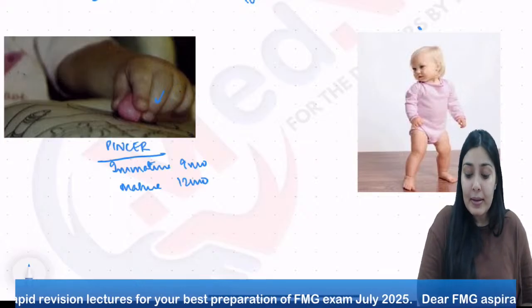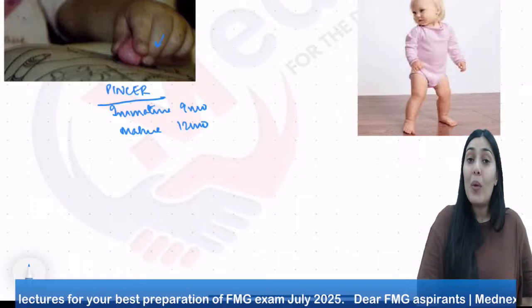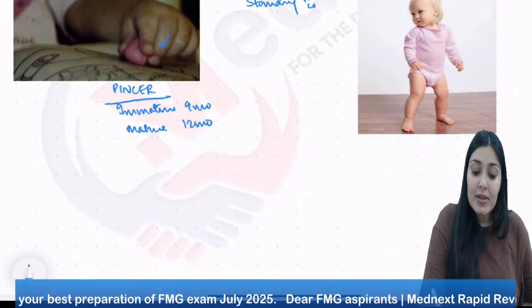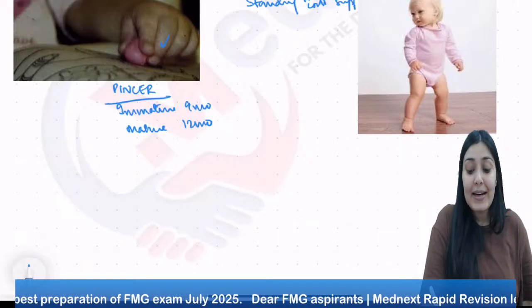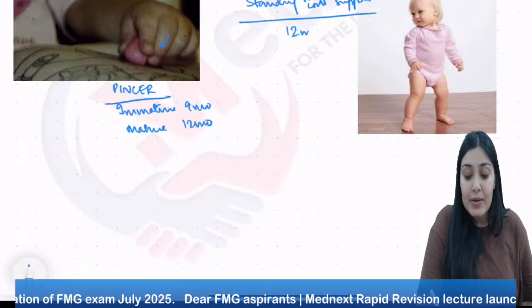Here, look at this girl, this pretty girl. This pretty girl is standing without any support. When does standing without support comes? The child can stand without support at 12 months of age.